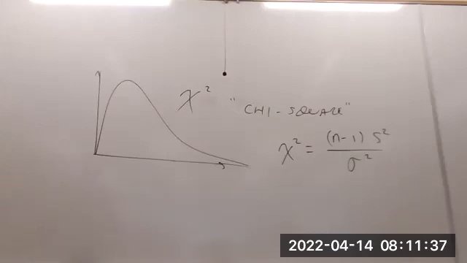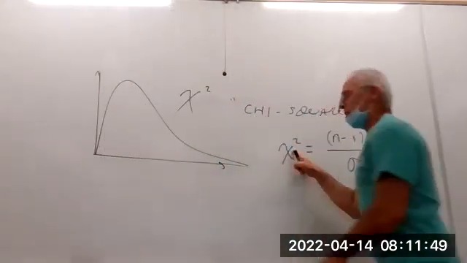How could you know it? You couldn't know what sigma squared is, could you? Did you see a problem with that? If I knew sigma squared, would I collect a sample? No. But I'm going to look up this number.